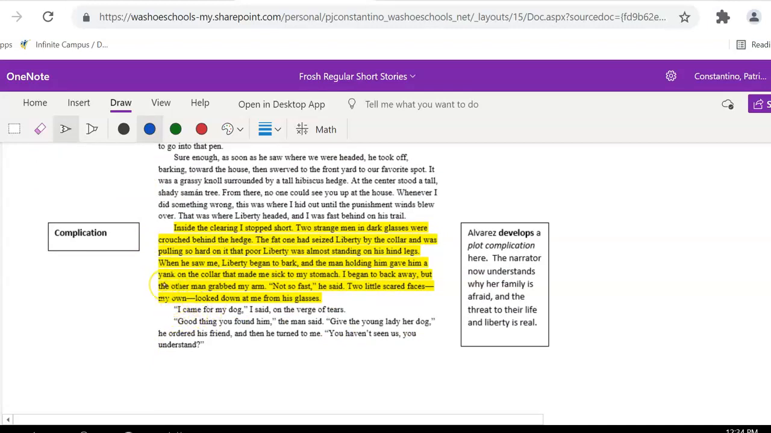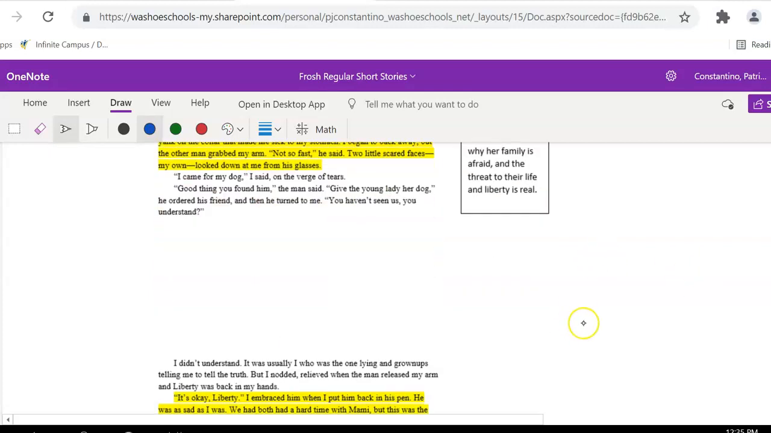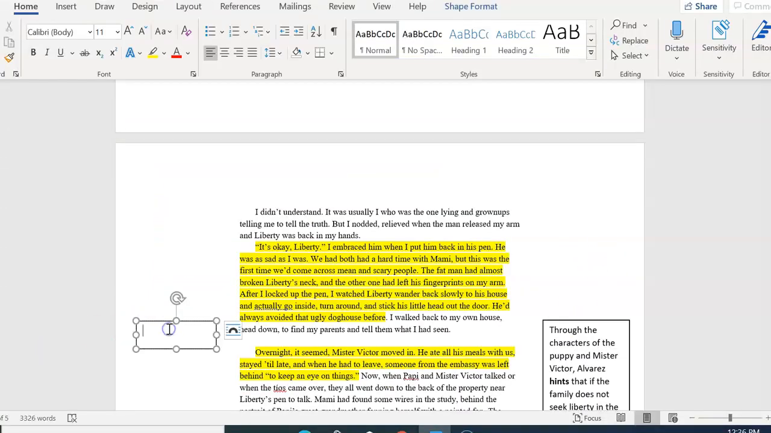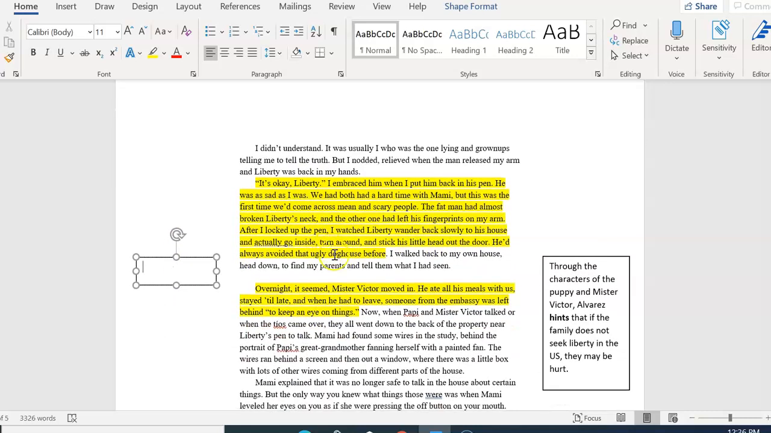Toward the bottom part of this page: "Inside the clearing I stopped short. Two strange men in dark glasses were crouched behind a hedge." This is the scary part, so it's a complication. And Alvarez develops a plot complication here. Notice the author plus a verb, and then I'm going to have what she's doing with it, the how and the why, which I call the because. The narrator now understands why her family is afraid and the threat to their life and liberty. Okay, so as we go on to page 3, we have Mr.